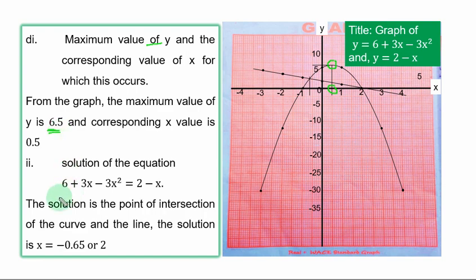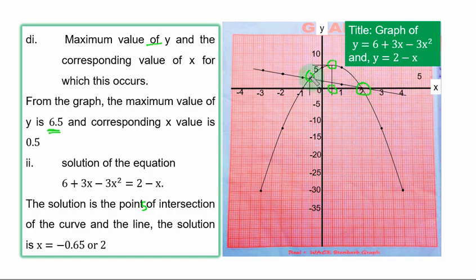The solution is the point of intersection of the curve and the line. Because there are two points of intersection of the curve and the line. This is the first point of intersection. This is the second point of intersection.